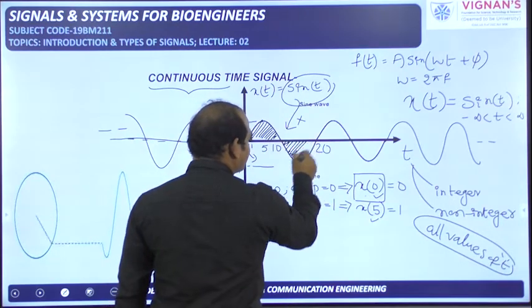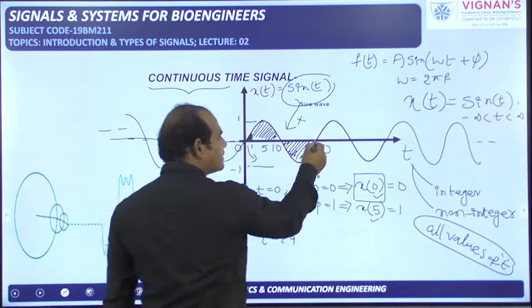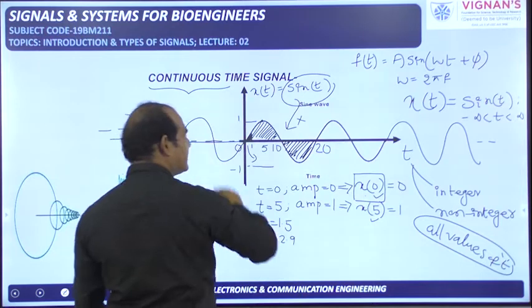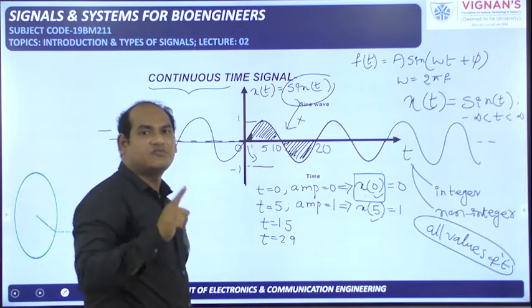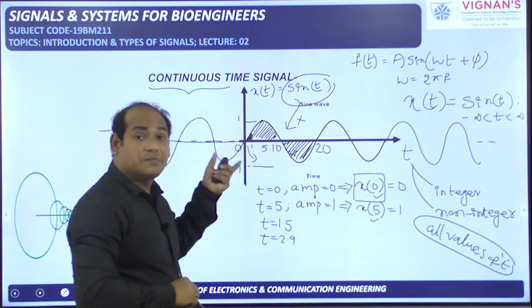You see, the pattern is repeating again and again. The same pattern is repeated, and on this side also it is repeated. So the same pattern is repeating forever for all values of time. So we can tell that it is a periodic signal.